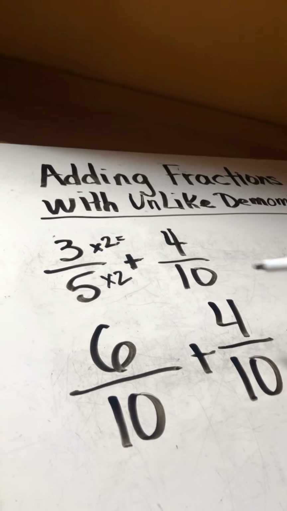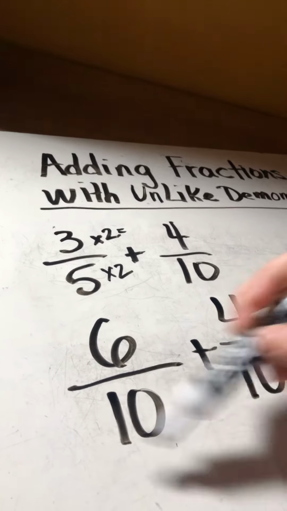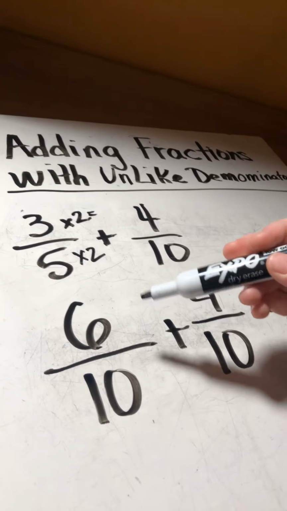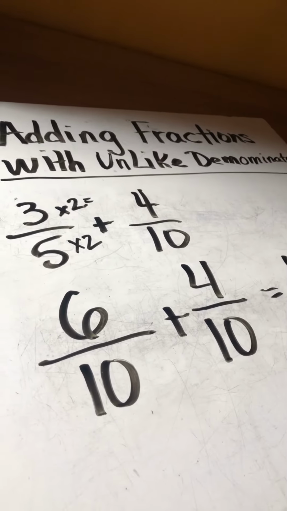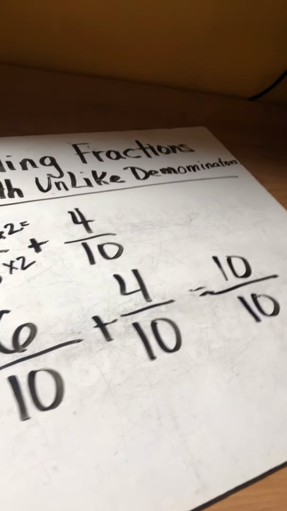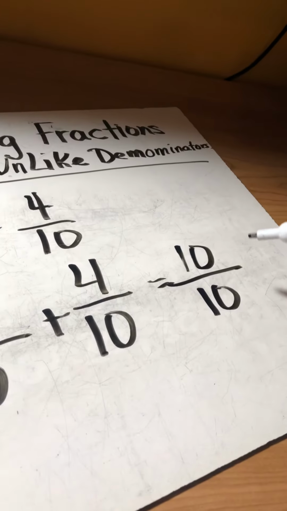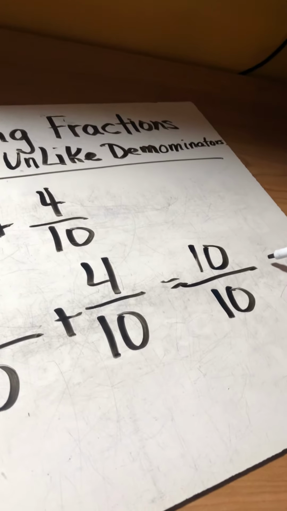All right, and so we have like denominators, so we can add equally, all right? So now we got 6 plus 4 equals 10. All right, and now we keep the same. We keep it the same. All right, so 6 plus 4 is 10, and then we keep the bottom, so it's 10. Look how we have 10 over 10, all right?